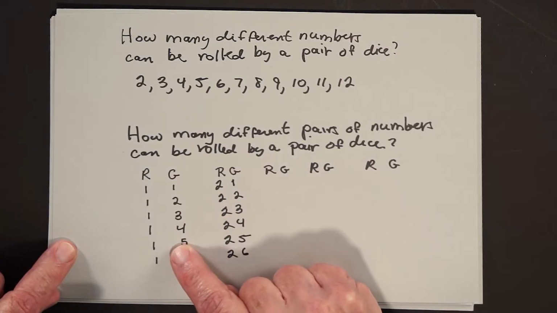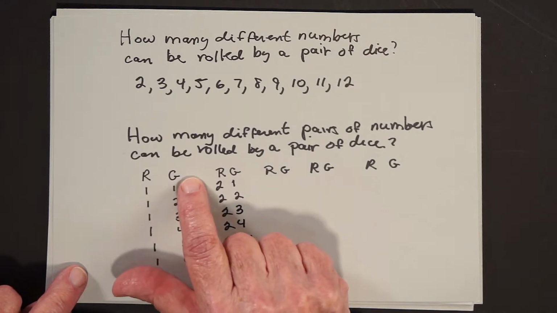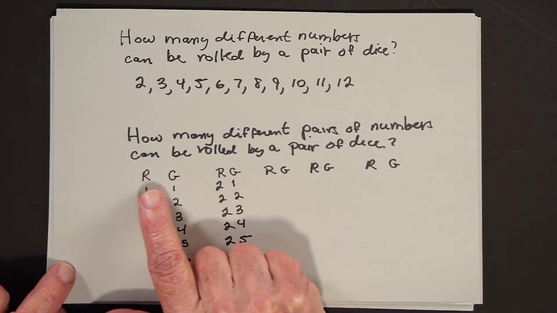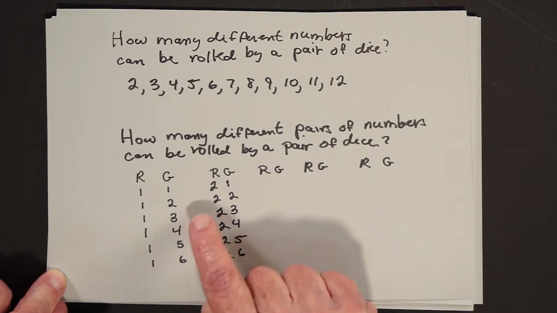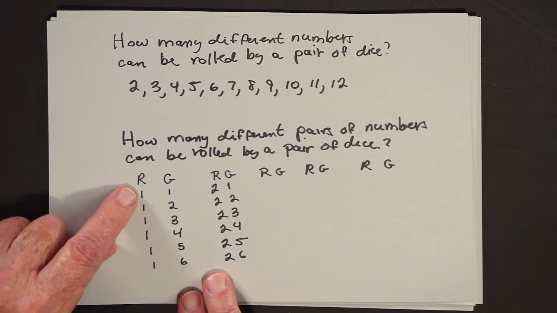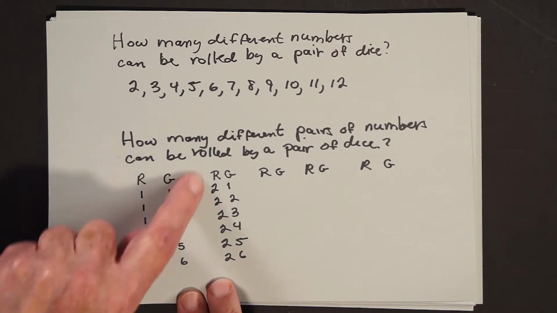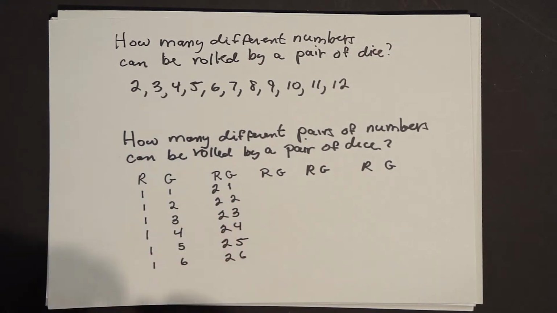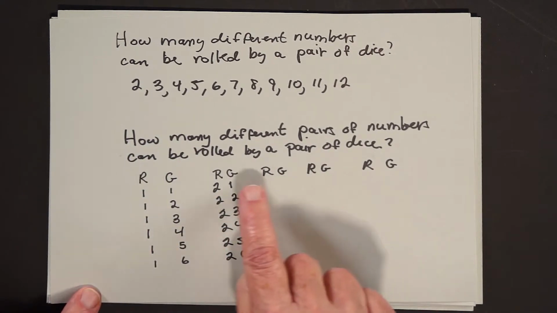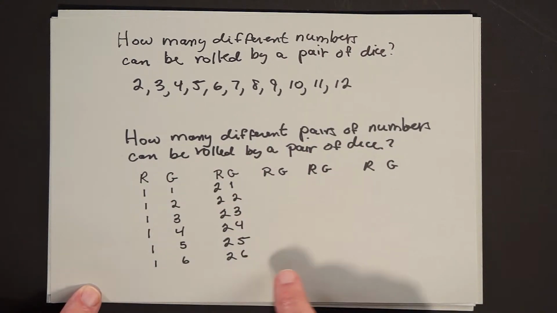However, there are 36 different combinations, because each die has 6 faces. So we can distinguish between them. Let's suppose one is colored red and the other is colored green. We roll the green one. It can come up in any one of 6 ways. It can be a 1, 2, 3, 4, 5, or 6. Now we roll the second die, the red die. It could come up a 1, a 2, a 3, a 4, a 5. In other words, there are 6 events, each with 6 possible outcomes.